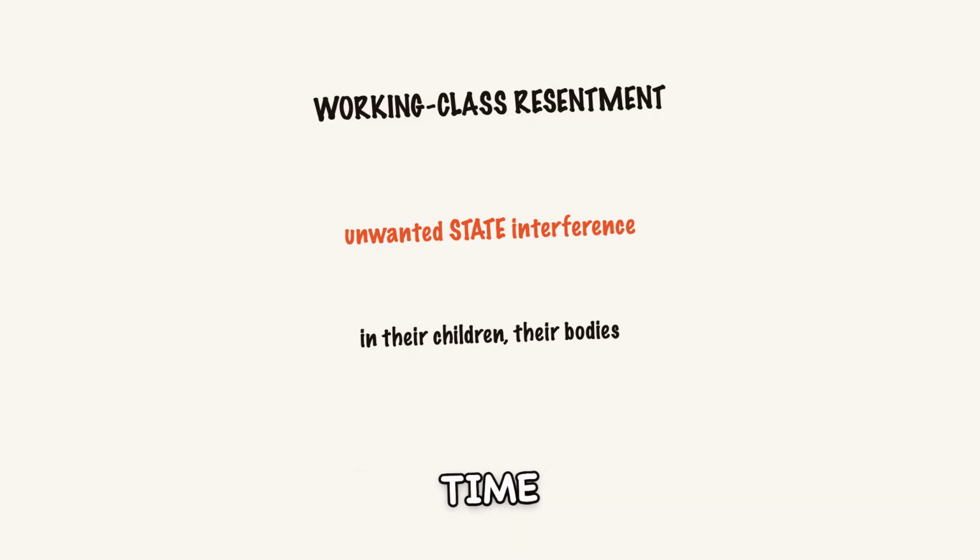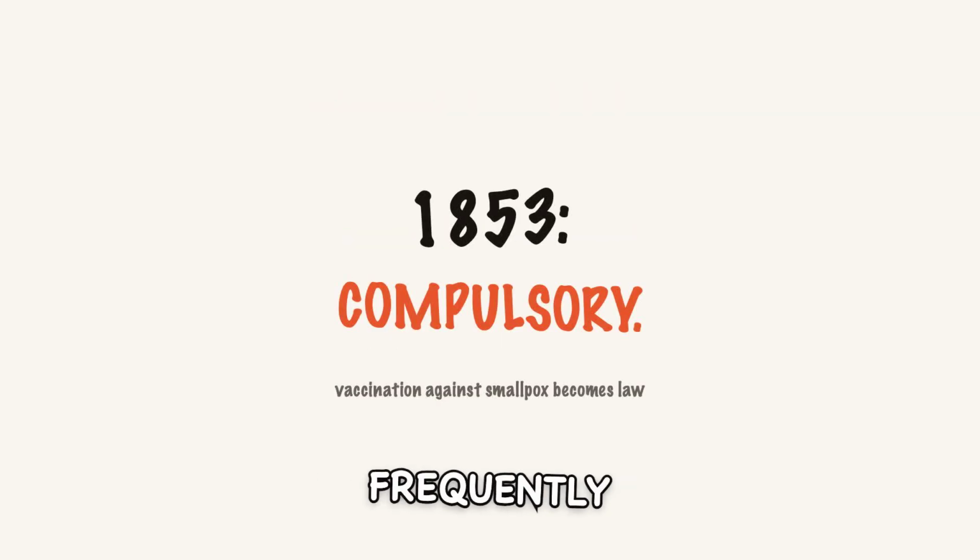Popular cartoons of the time mocked patients supposedly sprouting cow-like features after the injection. And working-class communities frequently resented and resisted government orders to vaccinate their children, seeing it as unwanted state interference in their private lives, a tension that would echo through public health debates for the next 2 centuries. Despite the resistance, the results were undeniable, and the government eventually acted.